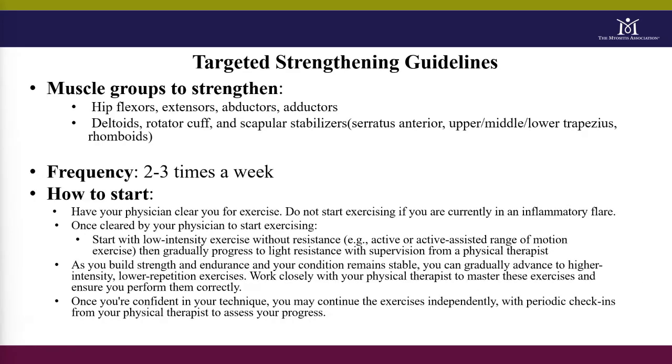So when beginning a targeted strengthening program, here's what you need to know. So the key muscle groups to strengthen are, as I said in the beginning slides, the hip muscles, the shoulder and the scapular muscles. And in terms of exercise frequency, aim to perform resistance exercises 2 to 3 times a week, but adjust your frequency based on your fitness level and how well you're tolerating the exercises.